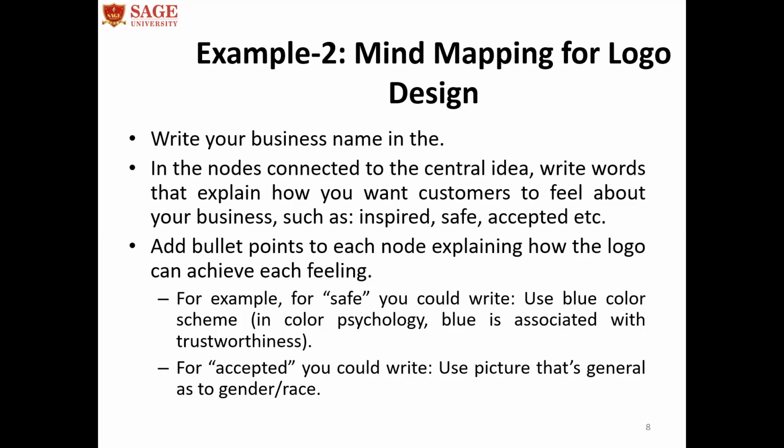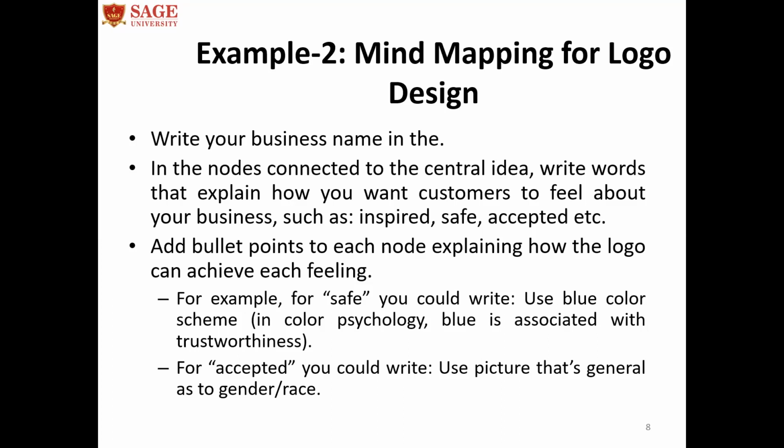So here's how you design your mind map. Initially, as I told you, you need to write your business name or the center idea in the center of your paper. So this is your central idea. The next thing is in the nodes connected to the central idea, you need to write words that explain how you want customers to feel about your business, such as inspired to look at that, safe, accepted.